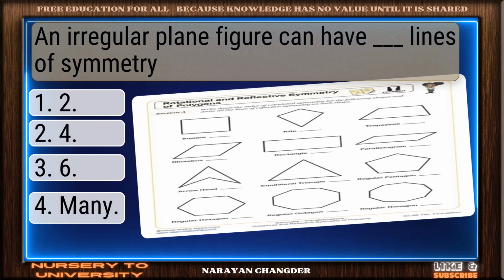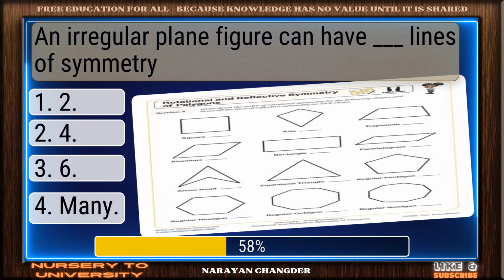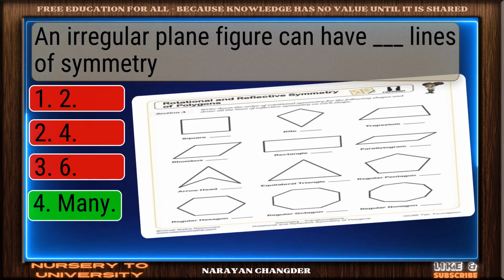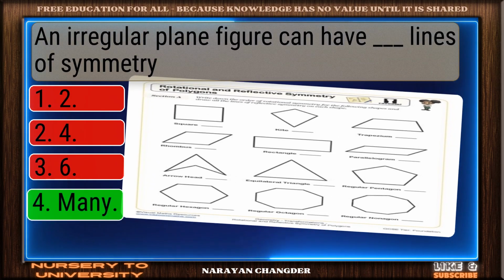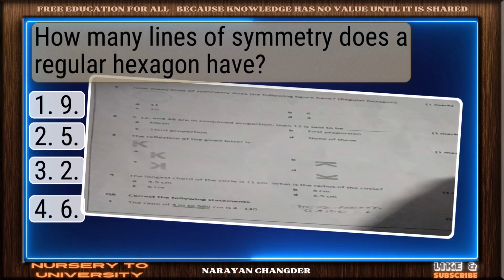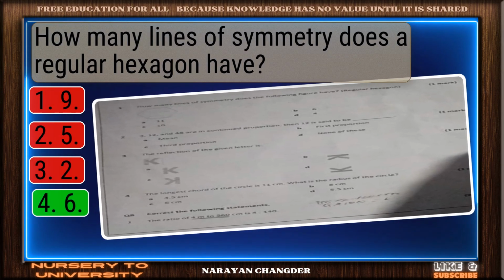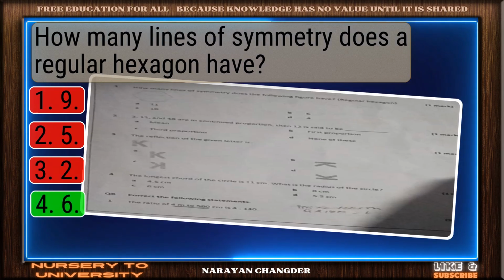An irregular plane figure can have dash lines of symmetry? Excellent choice. Many is the right answer. How many lines of symmetry does a regular hexagon have? Right again. 6 is a valid answer.